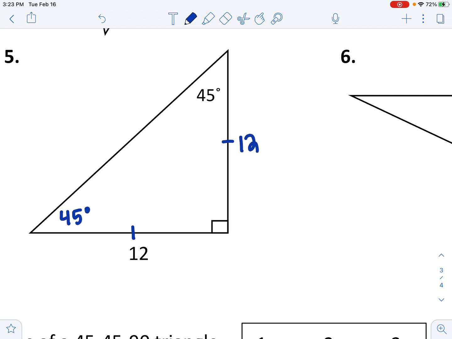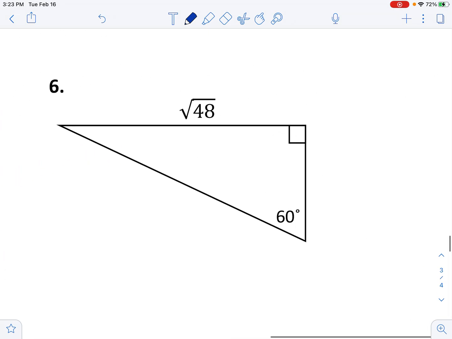Let's try this one. 45, 45. These two are the same, so 12 and 12. This is 12 root 2.